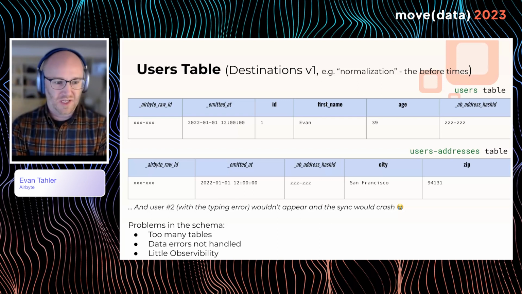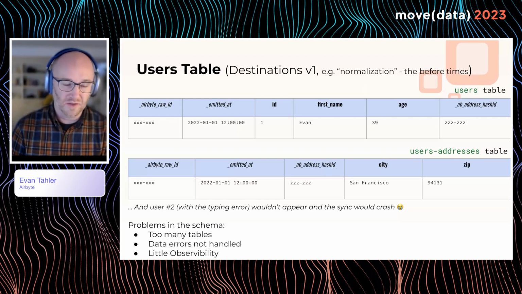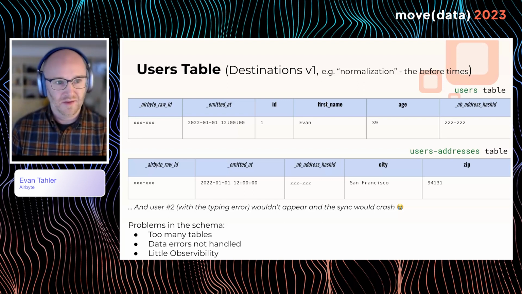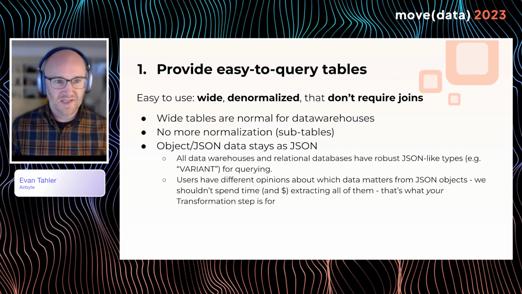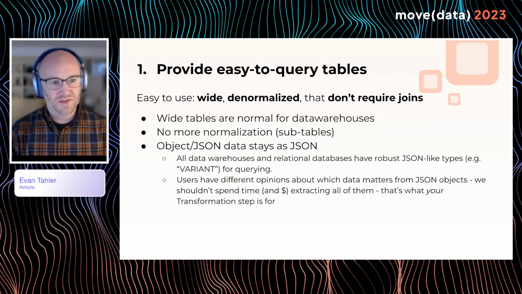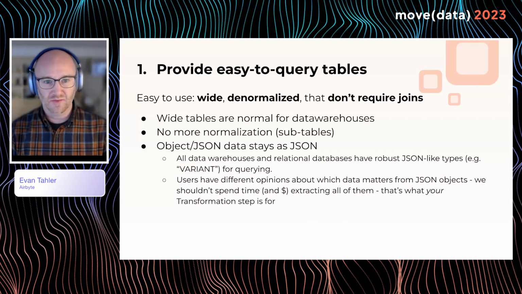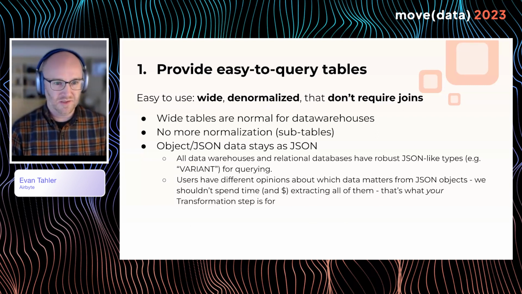So the problems with this old schema were that we had too many tables, data errors weren't handled, and you had no or little sync observability. So let's get into this. Provide easy to query tables. That's goal number one. So the three principles here are we want wide, denormalized tables that don't require joins.